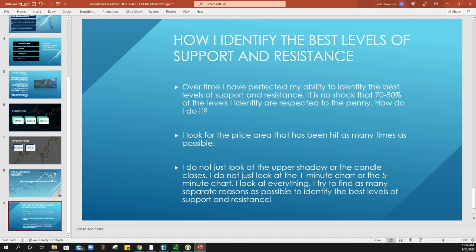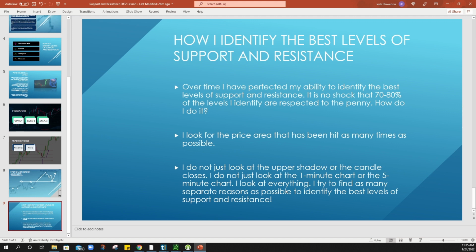So I applied that mindset: I need as many multiple separate reasons as possible to identify the absolute best levels of support and resistance. So I'm going to show you guys some examples of how I'm identifying the best levels of support and resistance. And I'm going to wing this, right?